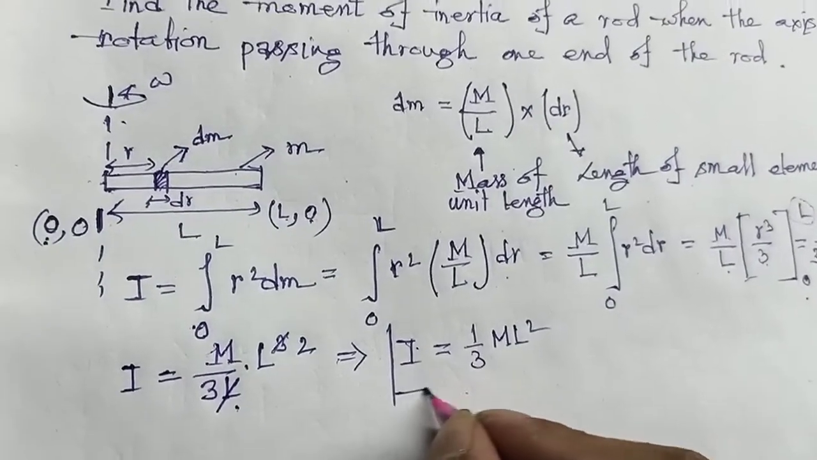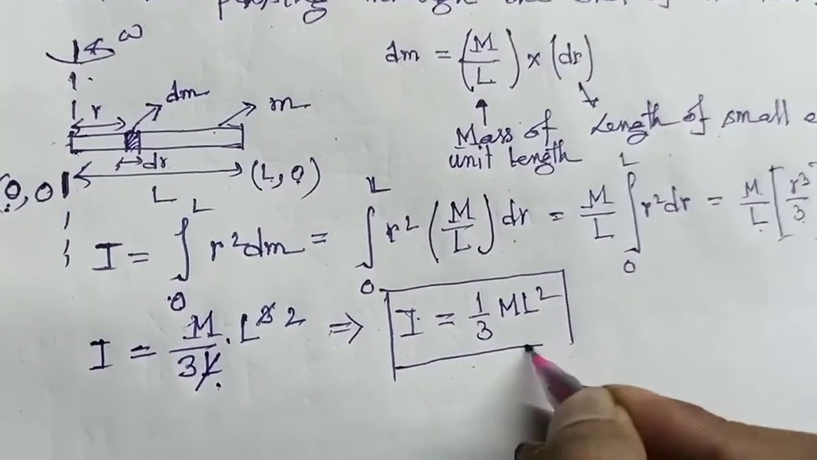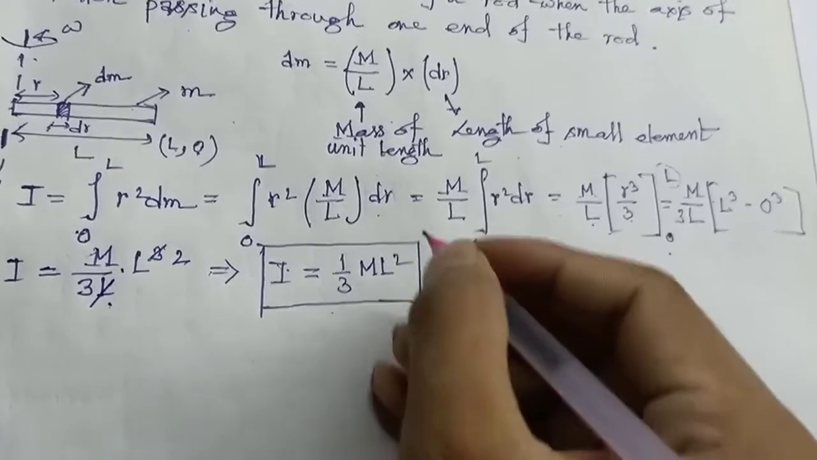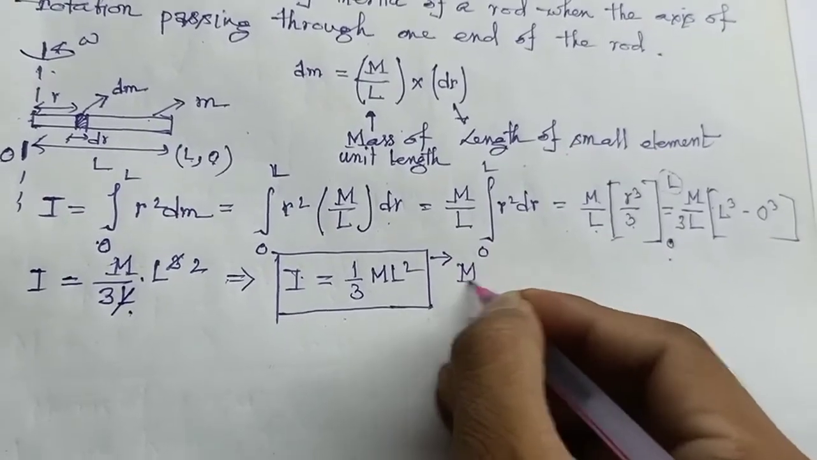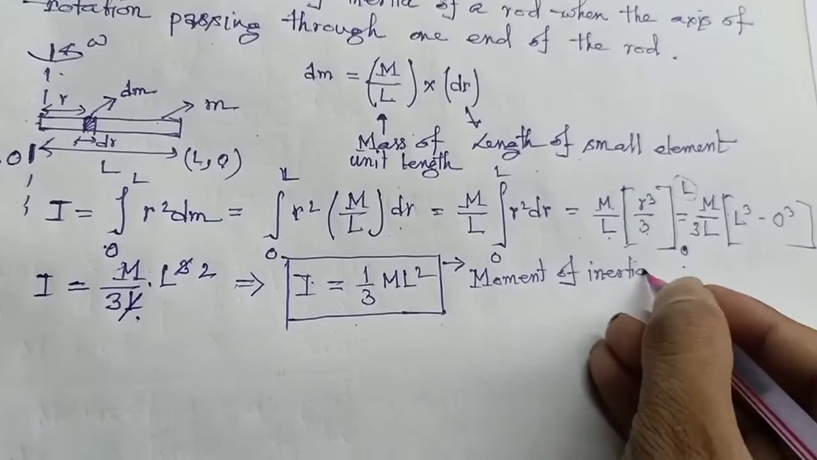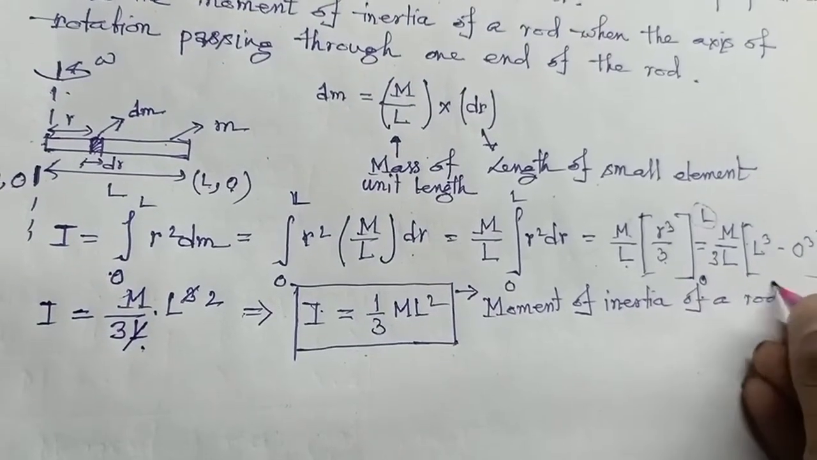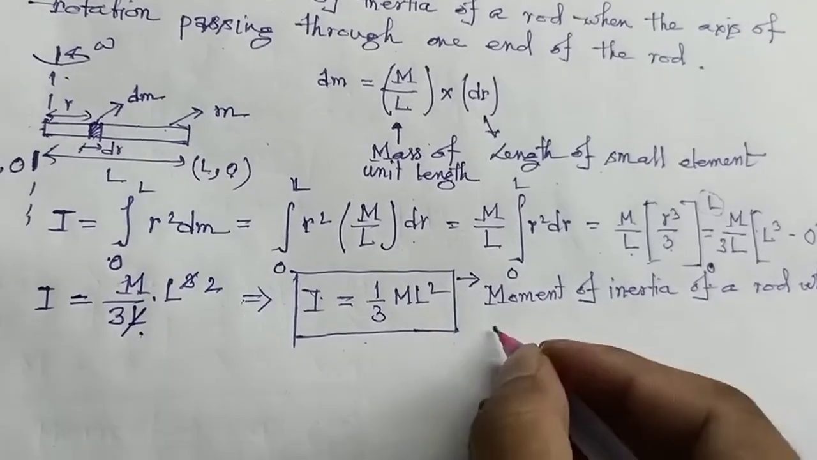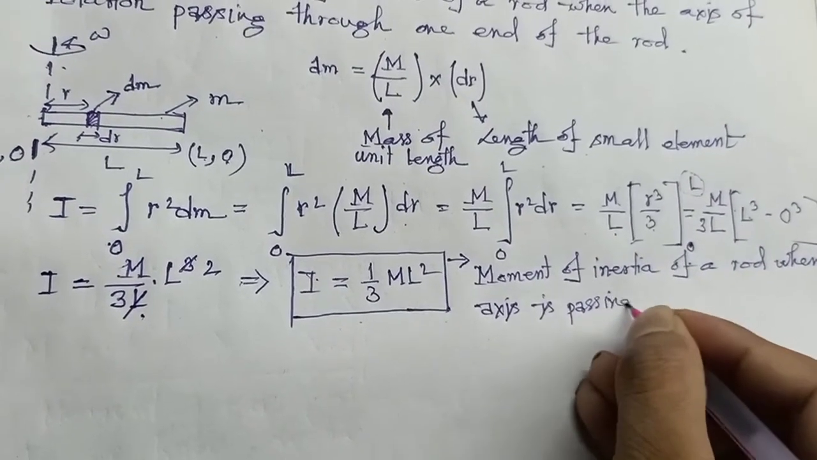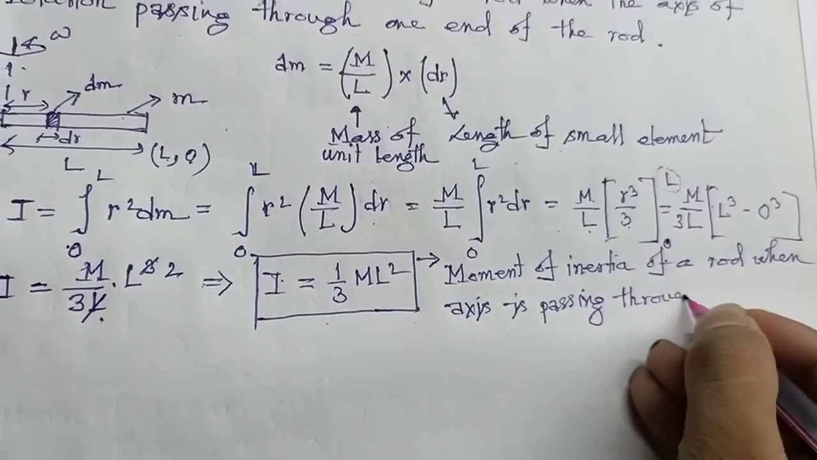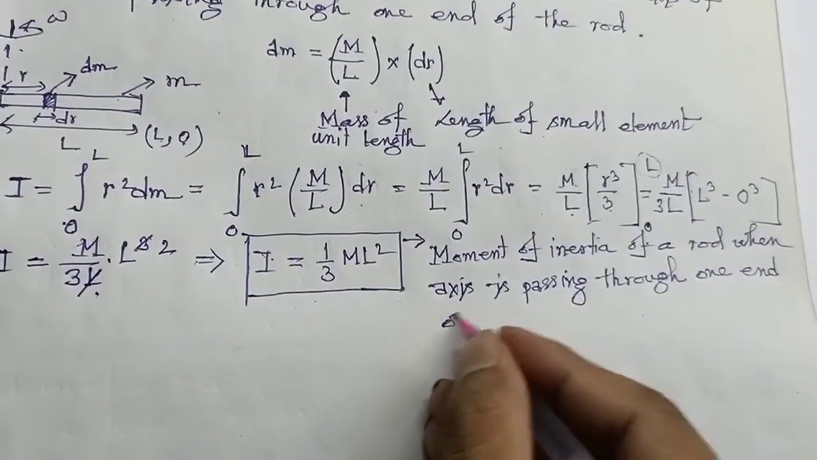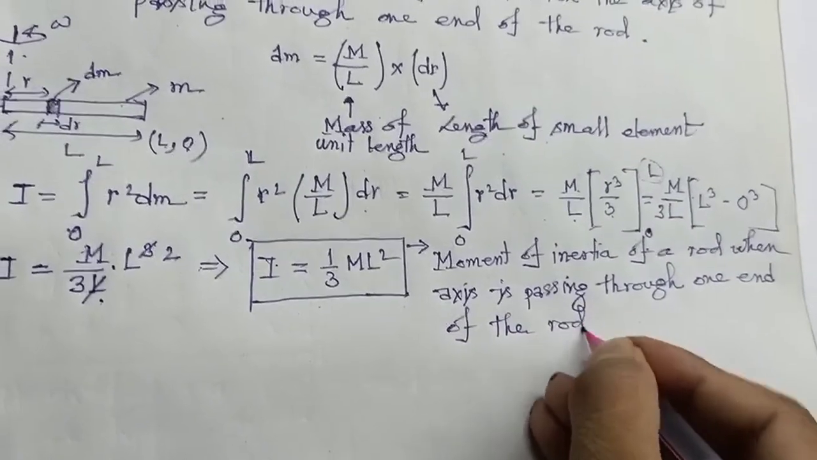So after cancellation, I becomes 1/3 M L square. So this is the moment of inertia of a rod when the axis is passing through one end of the rod.